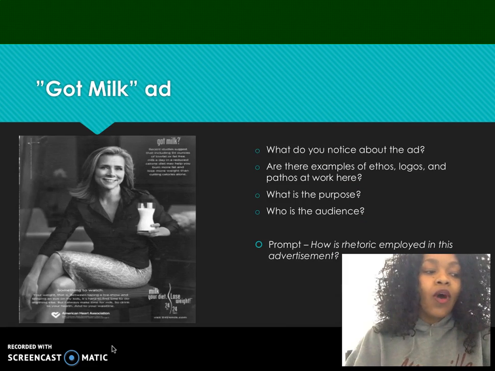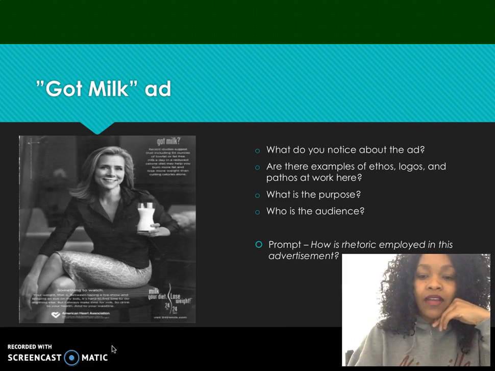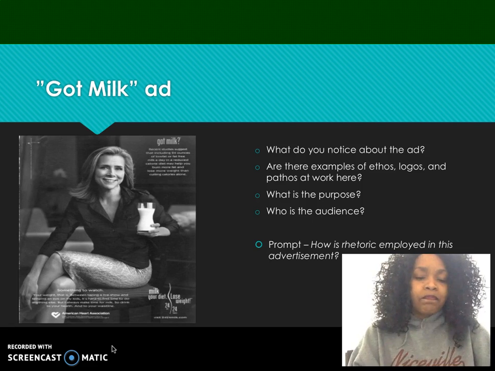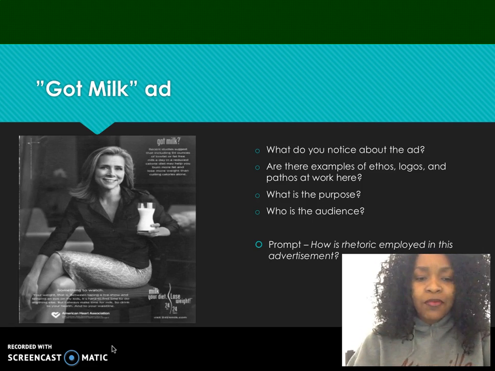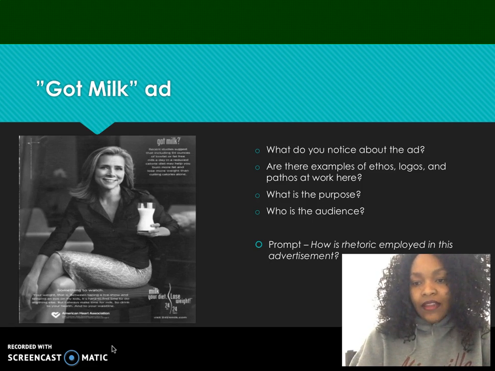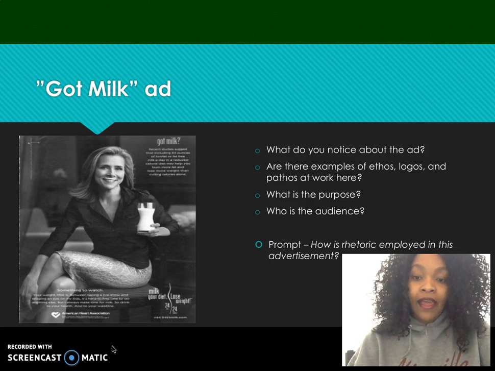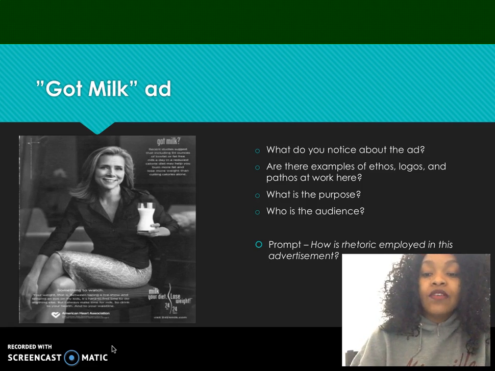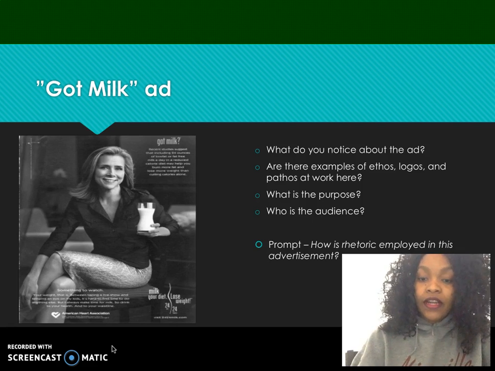Okay, so your example, we've got a Got Milk ad here. I'm sure you've seen these before. They were really big, I would say about 7 or 8 years ago. And so this particular one is of Meredith. And so notice you've got questions on the right-hand side. And those questions: what do you notice about the ad? Are there examples of ethos, logos, and pathos at work here? What is the purpose? Who is the audience?